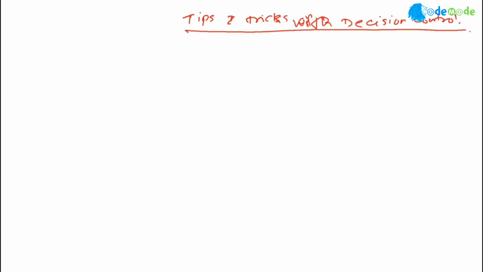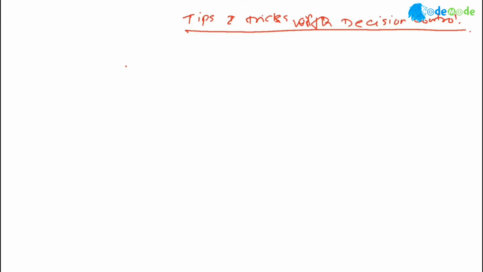So the first thing is, when we talk about algorithm tips and tricks with decision control. Okay. So the first thing is to understand when to use what, right? So choosing the right decision control is important.